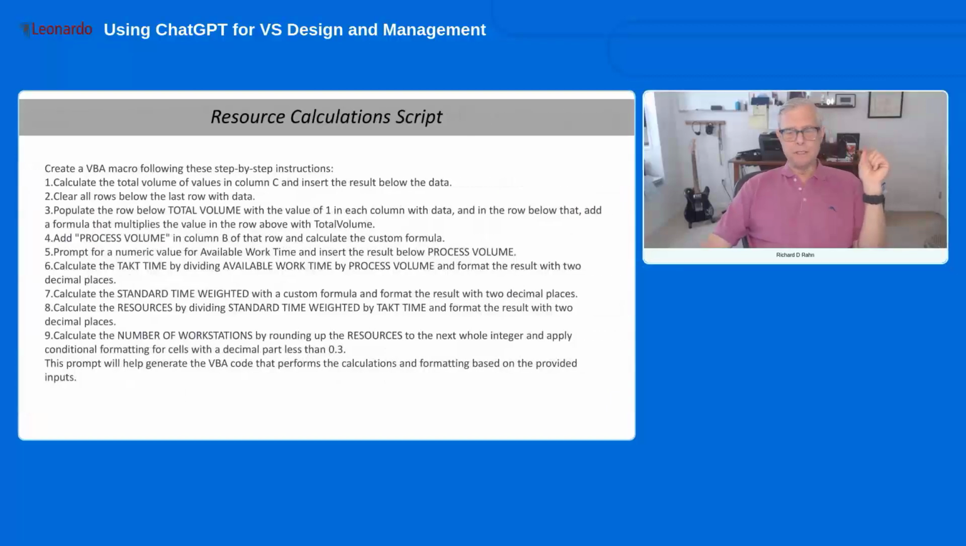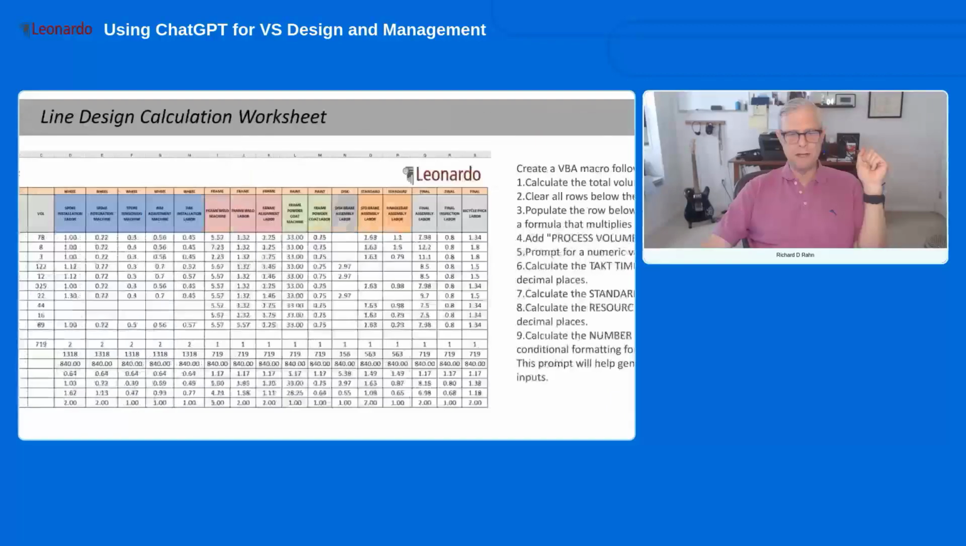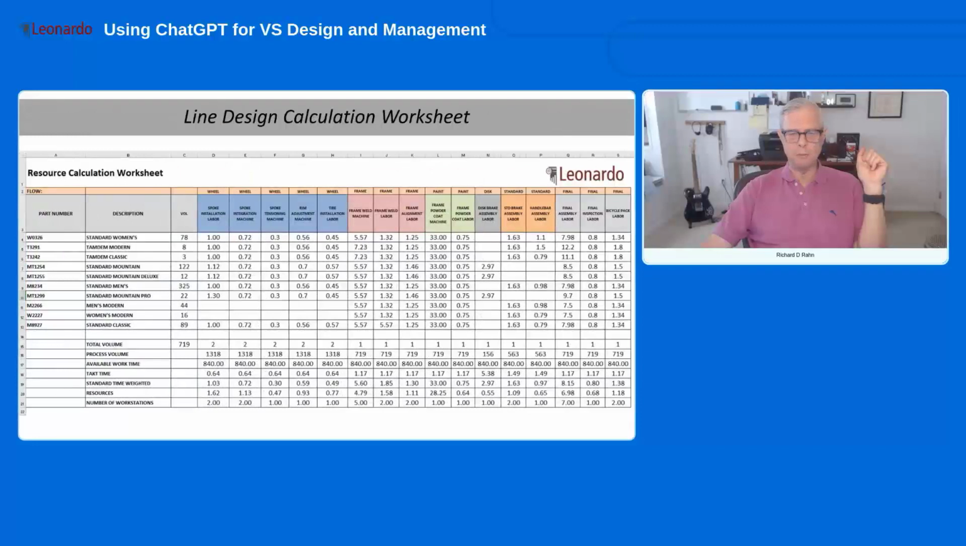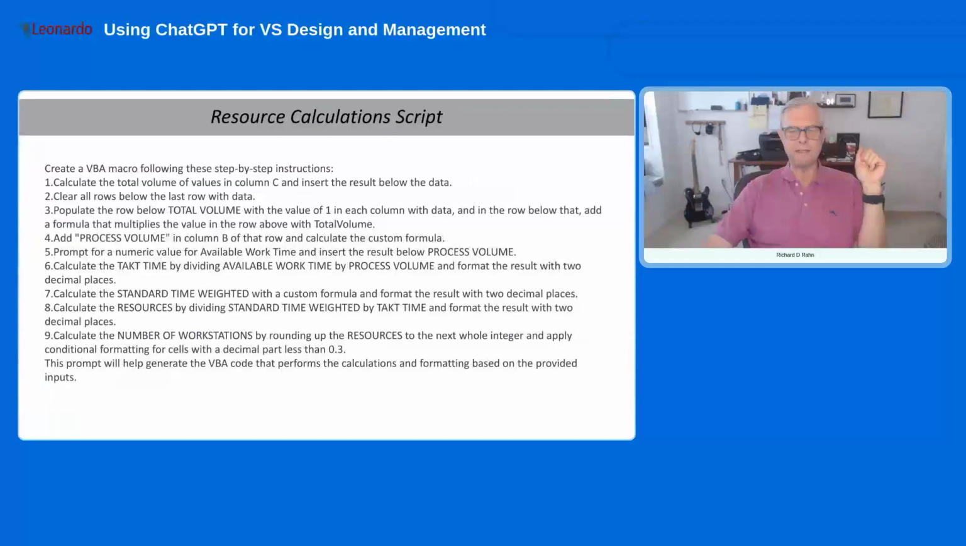So what I did was I tried to see if we can just automate this whole bottom part. If I have the data, then this is subject to making mistakes, and it just takes time to build this. So let's just automate that whole part of it. So I described a script here: create a VBA macro following these step-by-step instructions, et cetera, et cetera.